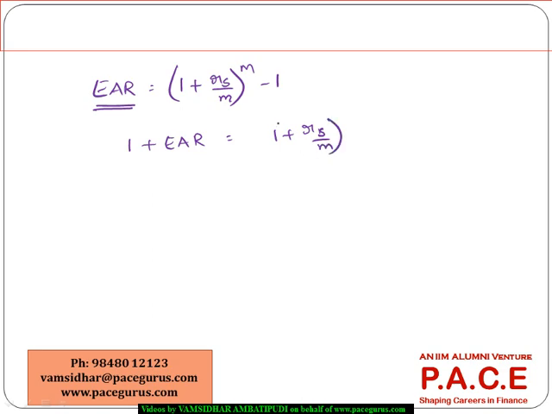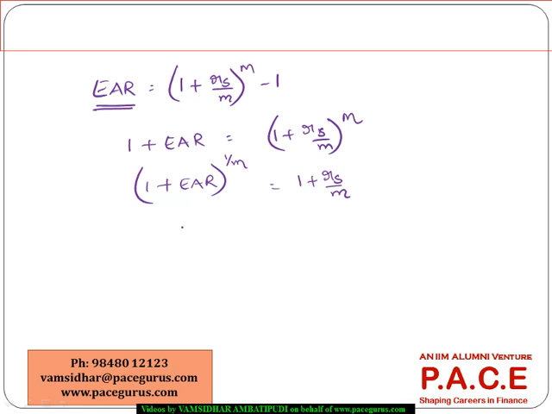Now that I know the effective annual rate is 1 plus stated rate by m to the power m minus 1, I can very well try finding out what rs is. Once I have the EAR, I can find out rs also, because the logic goes like this: 1 plus EAR is equal to 1 plus rs by m to the power m. So taking the power 1 by m on both sides, 1 plus EAR to the power 1 by m is equal to 1 plus rs by m.